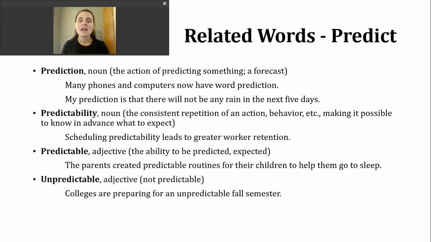Another related word is predictability. It's a noun, and its meaning is the consistent repetition of an action or behavior, something else connected or related to that, and it makes it possible to know in advance what to expect. Here's an example sentence. Scheduling predictability leads to greater worker retention.